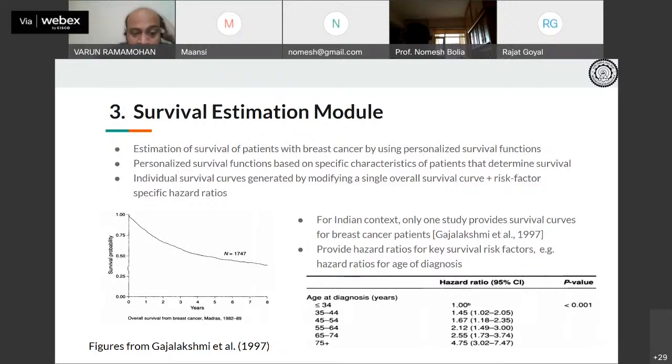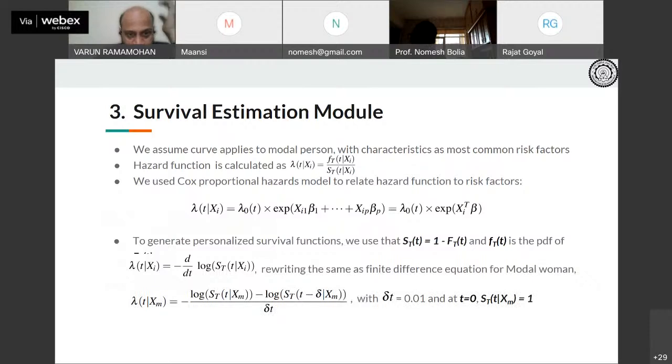It was conducted way back in 1997. The study was published in 97, but it uses data from 1982 through 1989, right? It was published by researchers from the Cancer Institute in Chennai, a group that publishes extensively from there. Only study till date, which is pretty surprising.